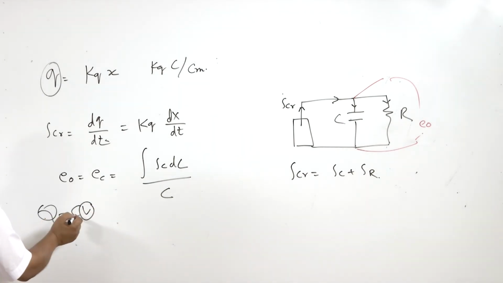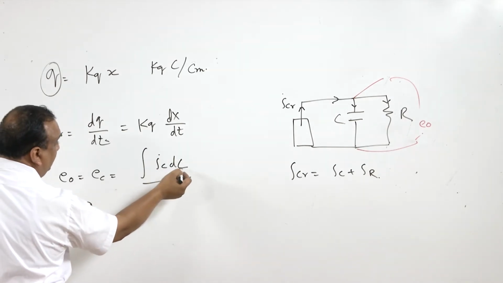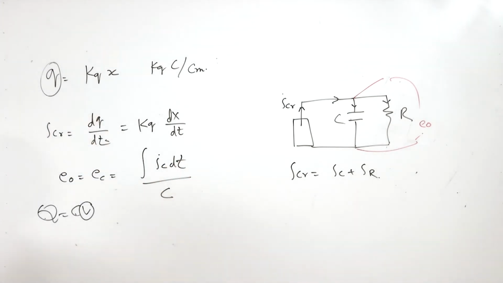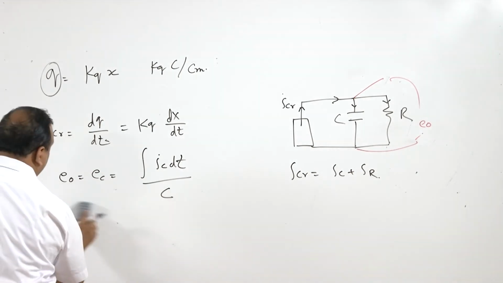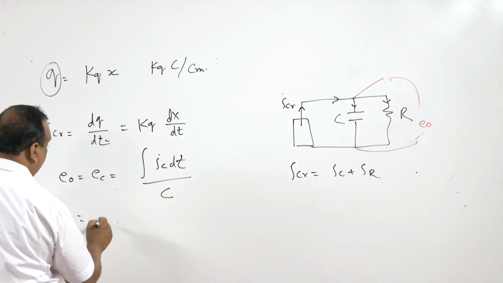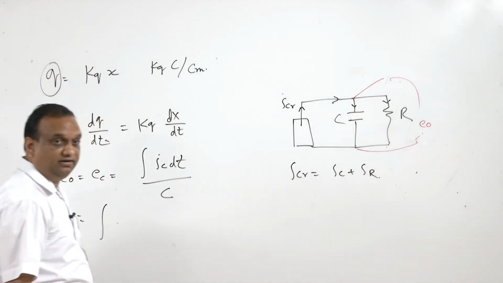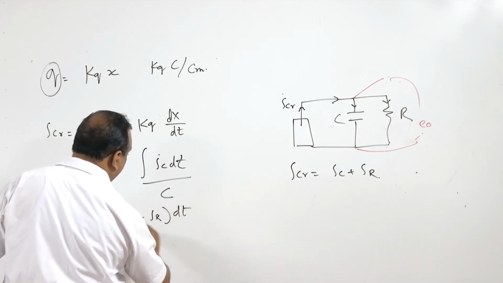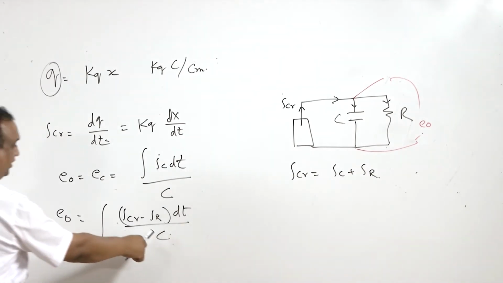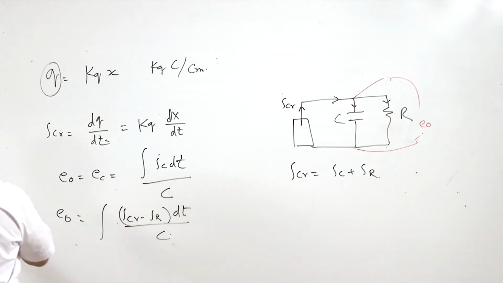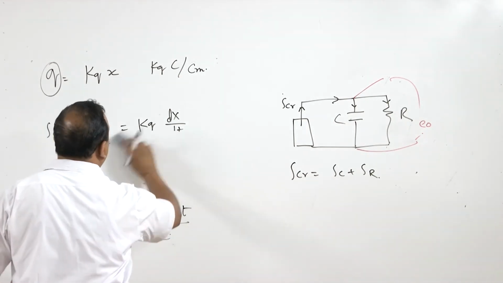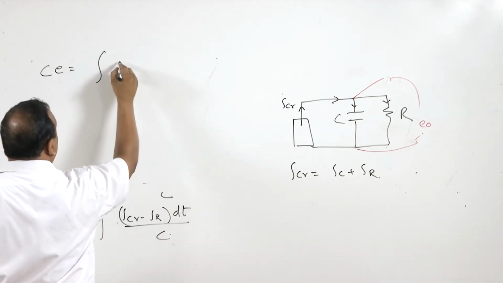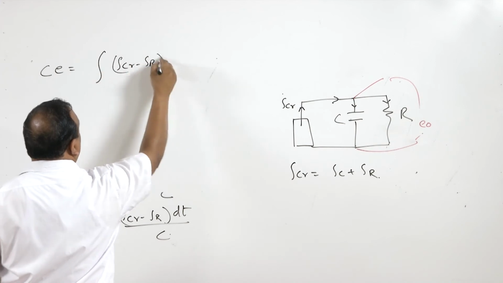So if you want to have V, then Q is divided by C, and Q is integral of IC, sorry, not DC, it is dt, IC dt divided by C. Now this IC dt can further be replaced by EO is equal to ICR minus IR, ICR minus IR multiplied by dt divided by C. Now we can say that CEO is equal to integral of ICR minus IR dt.